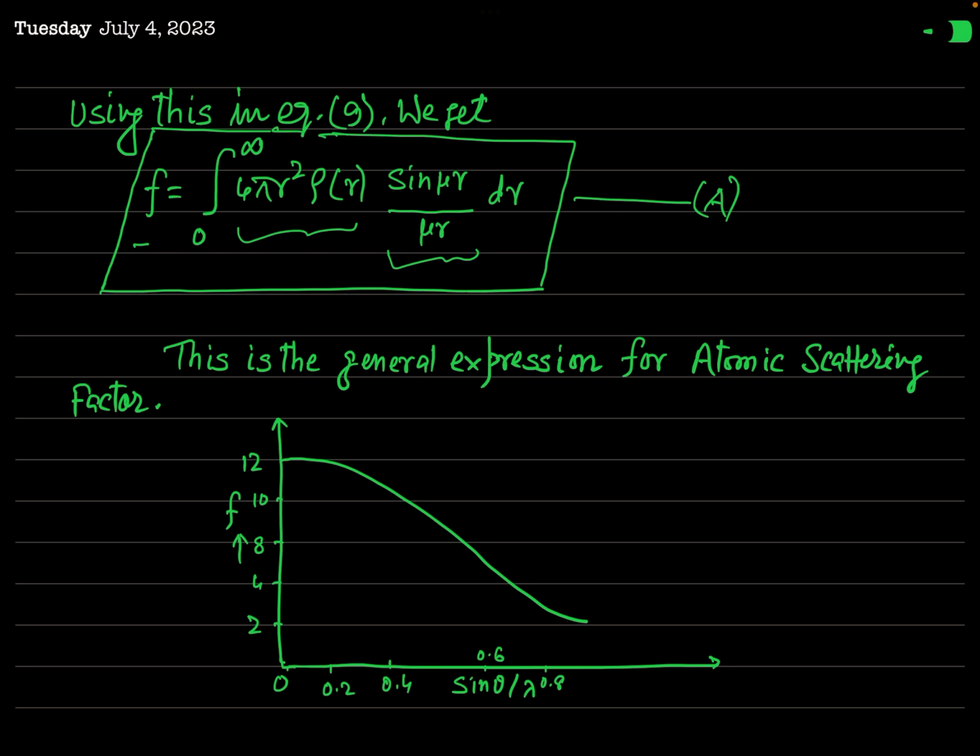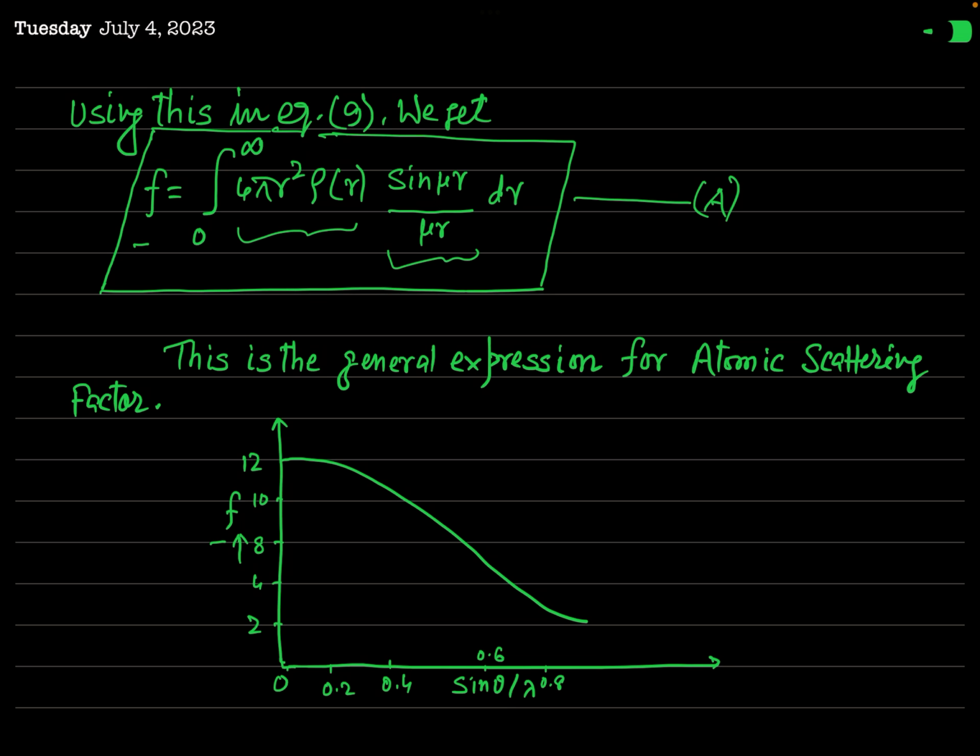Now you can see this graph. Here, the atomic scattering factor F has been plotted against sine theta by lambda. It is evident this is just an experimental curve. I have not plotted it on the basis of any formula. It has been found from experiment.